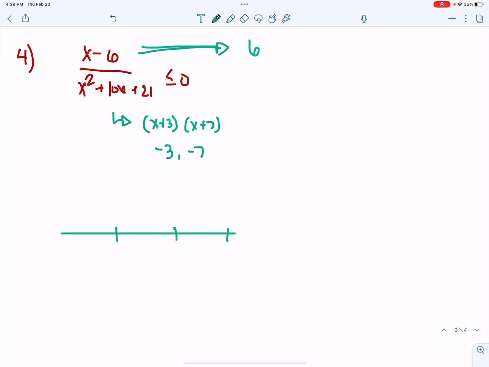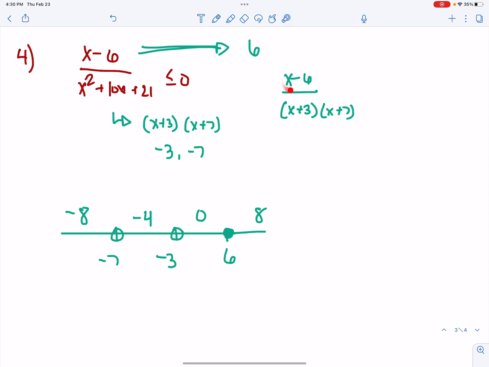Going to go ahead and pick out my points by ordering my test regions, test points. So I have -7, -3, 6. At -7 and -3, they are both open, and then at 6 it is closed. I'm going to pick -8 here, -4 here, 0, and maybe 8 here. Okay, so I have x minus 6, x plus 3, x plus 7.